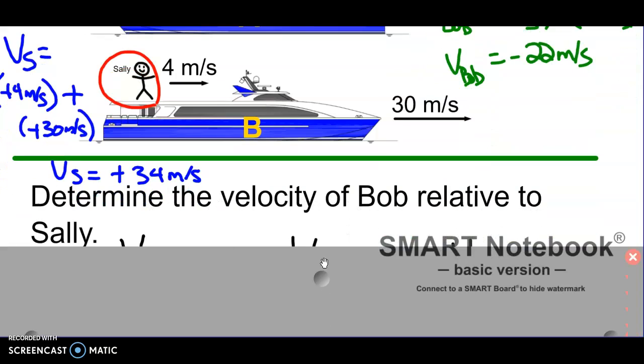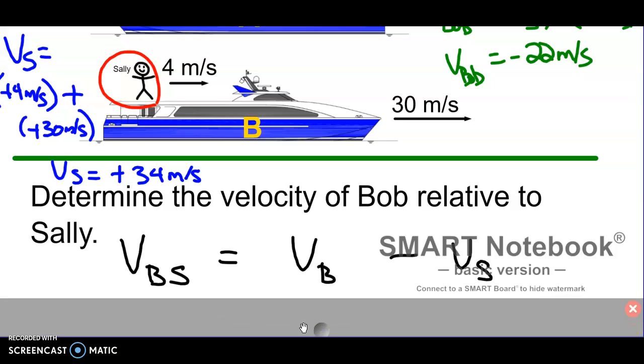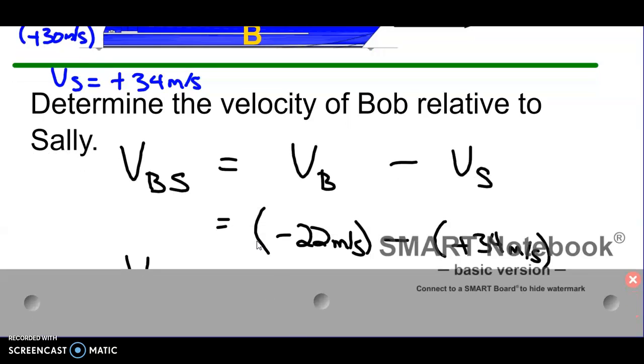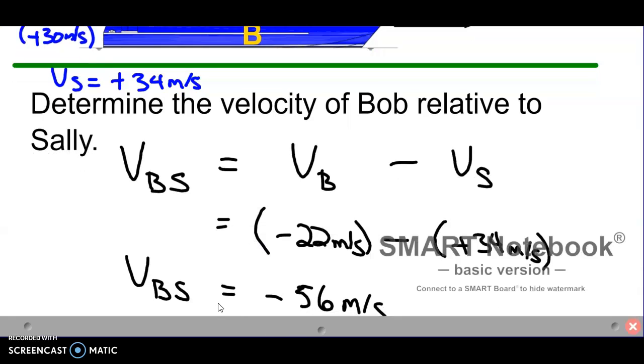To determine the velocity of Bob relative to Sally, we're going to do VBS equals VB subtract VS. Plug those in, make sure you have the correct signs. Negative 22 meters per second subtract positive 32 meters per second. So VBS equals negative 56 meters per second.